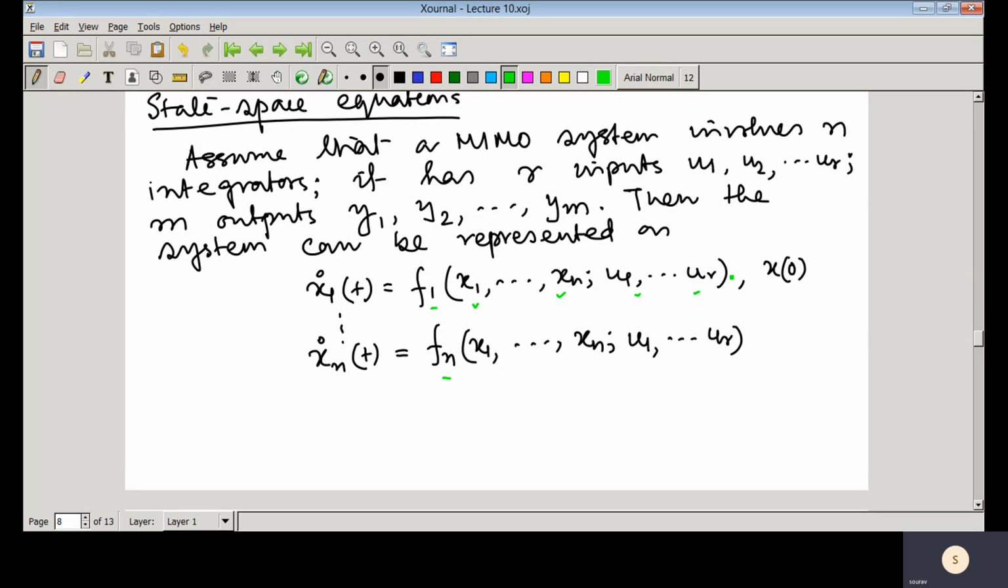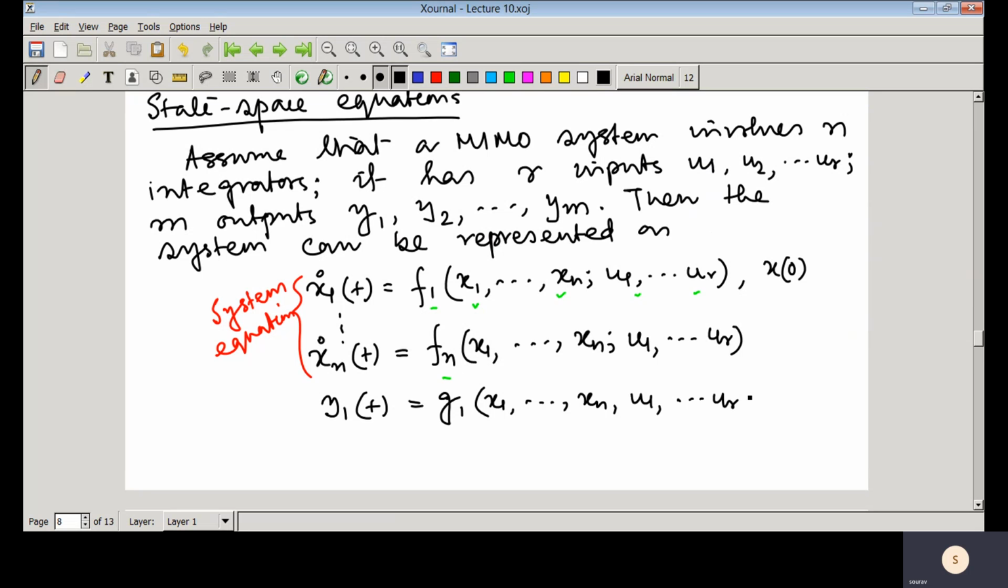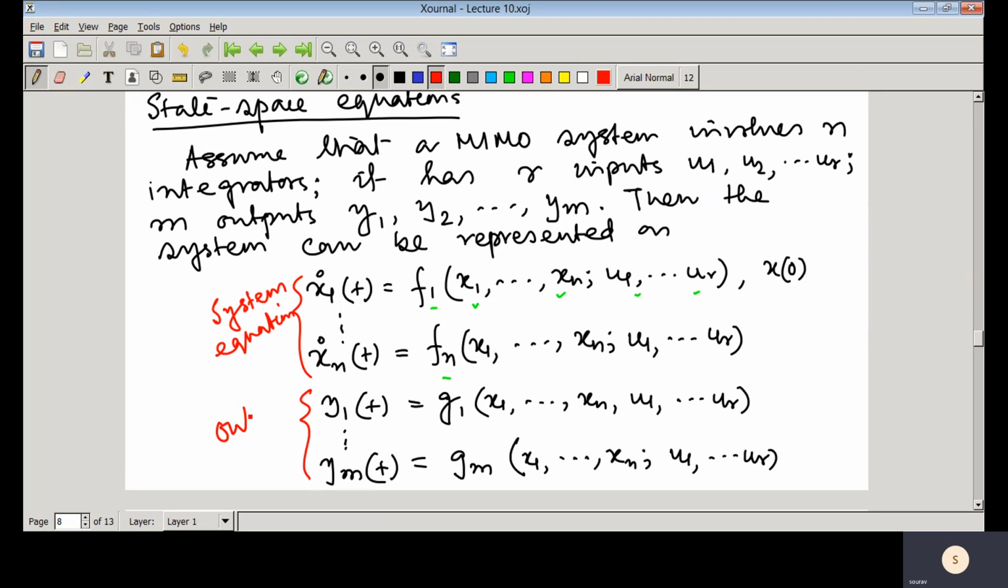So this set of equations is known as the system equation. Sometimes it is also known as the state equation. And of course you have the output equation, that is y1 of t. Again they are functions of states as well as inputs, and you have m number of outputs. So this is the general representation of a dynamical system in state space form, and this set of equations is known as the output equations.